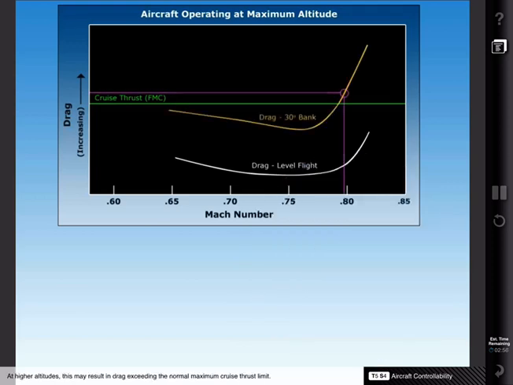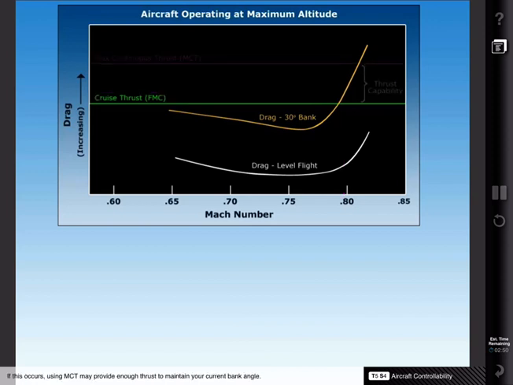At higher altitudes, this may result in drag exceeding the normal maximum cruise thrust limit. If this occurs, using maximum continuous thrust may provide enough thrust to maintain your current bank angle. However, the safest course of action is to stay well below the aircraft's maximum altitude.